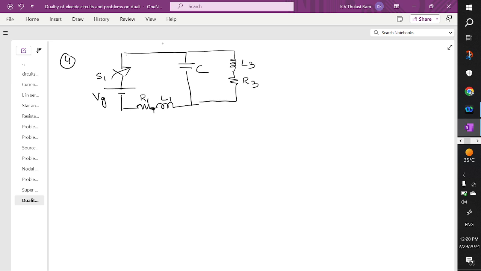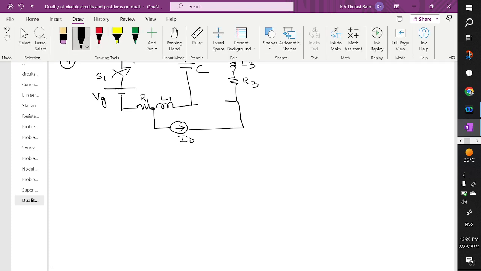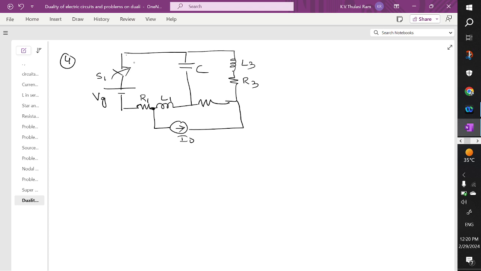Between these two nodes you have a current source connected like this, and the value of this is I0. And between this you have one more element, which is R2. Now for this given network, draw the dual network. You can see this carries a loop current of I1, this carries a loop current of I2, this carries a loop current of I3. Now we want to draw the dual for this network.